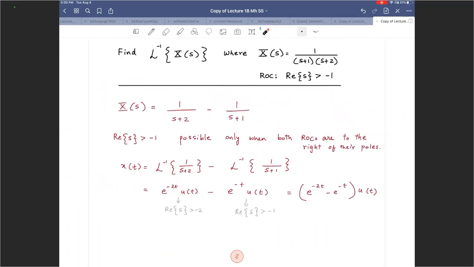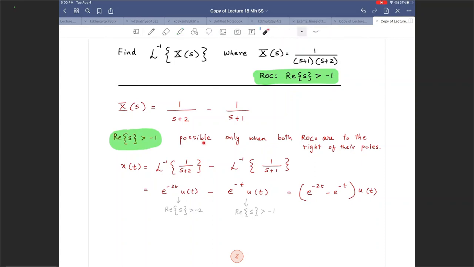Let's first use partial fraction expansion to write X of s as 1 divided by s plus 2 minus 1 divided by s plus 1. A little bit more about partial fractions in a few minutes. Now that we have divided this up into two fractions, we know the inverse Laplace of each of those fractions. That's the reason why we are using partial fractions. We are given that the region of convergence is greater than -1. That was the problem statement.